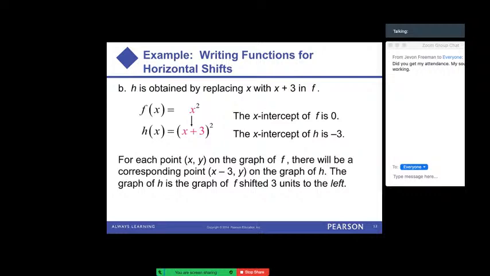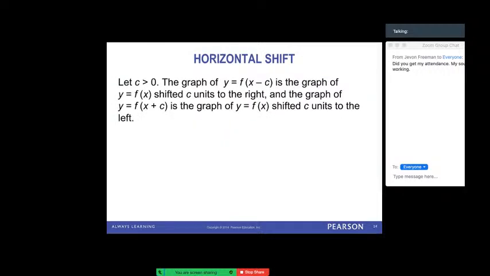Okay. So again, to recap, if we have a positive c, if we subtract a positive inside our basic function, that's going to move it c units to the right. If we add a positive on the inside, it's going to move the function c units to the left.